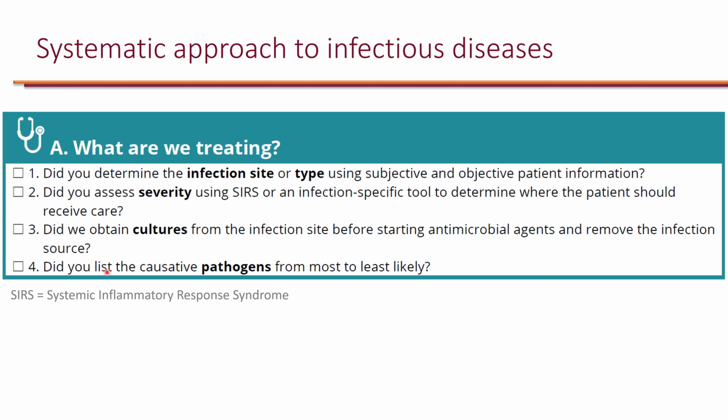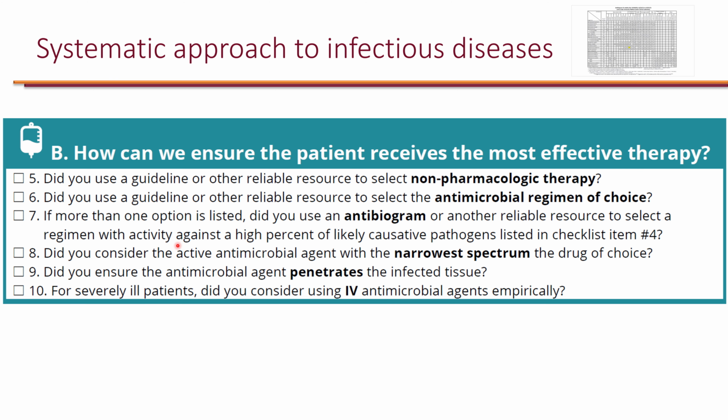And fourth, did you list the causative pathogens from most to least likely? And this is, initially, before we actually identify what's growing in the specimen, a guessing game. So based on the signs and symptoms and the infection, we have to guess what's the most likely pathogen so that we can target those pathogens empirically before we actually find out what's causing the infection.